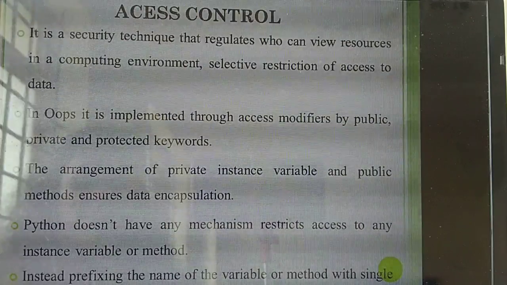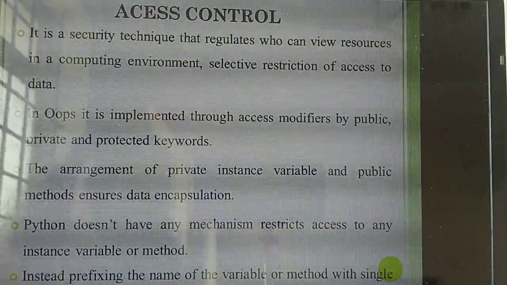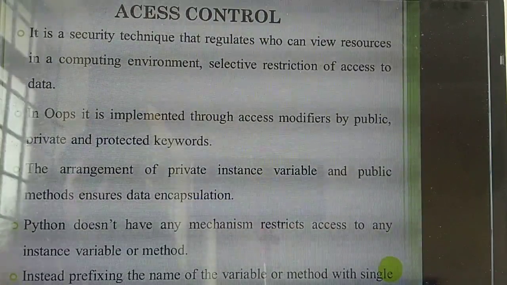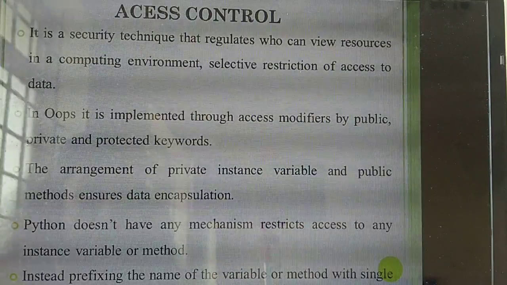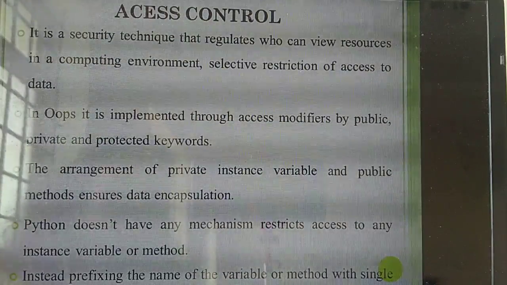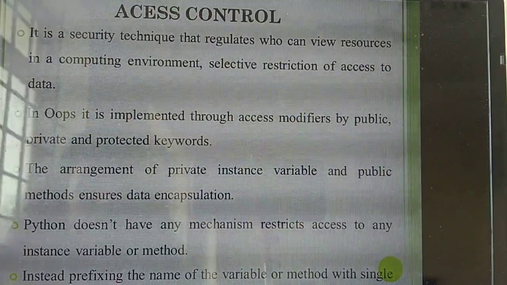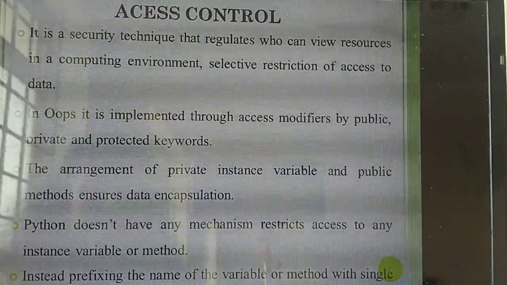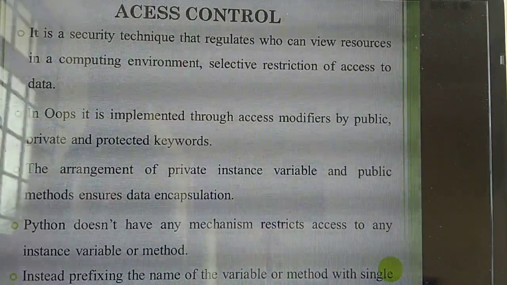This arrangement of private instance and public variable uses the data encapsulation concept. This was also already studied in object-oriented programming. Private means only inside the function can you access the variable. Public means in the entire program you can access the variable. So altogether, these private and public methods we call which one? Data encapsulation.